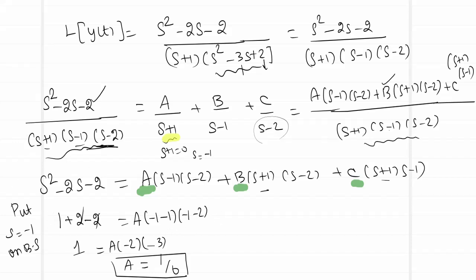Now, what is going to be the next content? I want the value for B. How to get the value for B? I can get the value for B by equating s minus 1 to 0. So, what will happen?